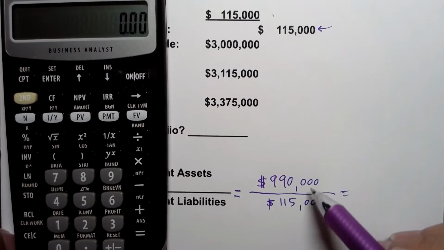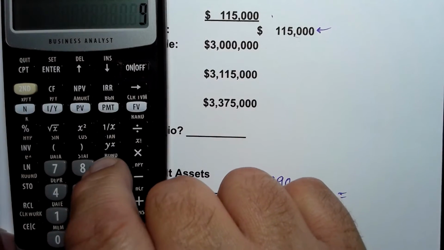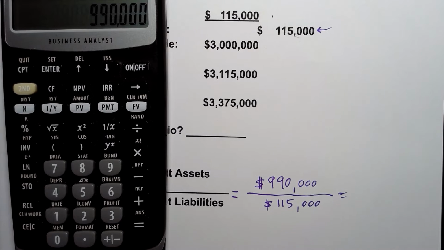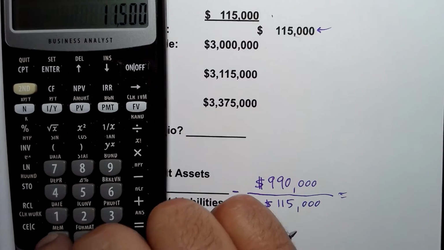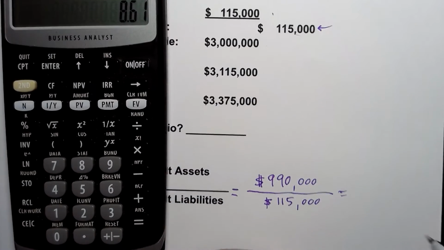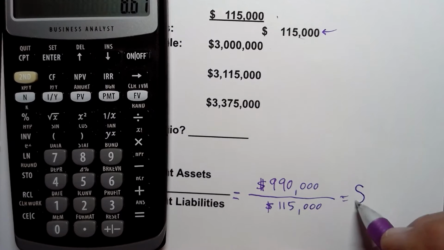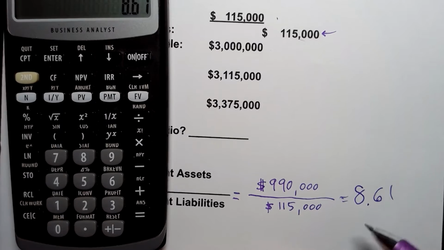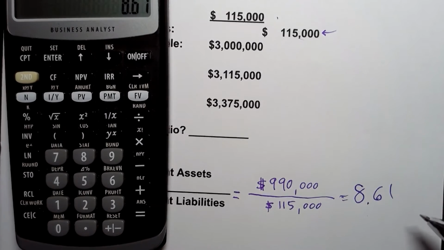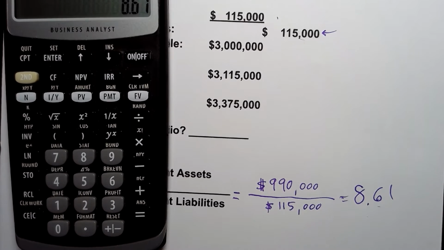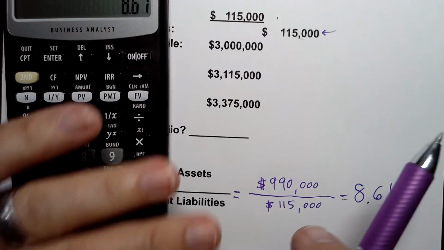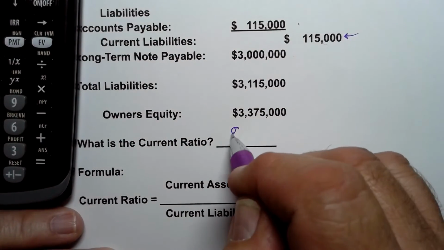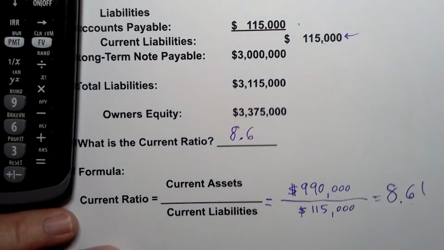It's an excellent calculator. Let's start out with the 990,000, which is our current assets, and I'm going to divide by the 115,000 in current liabilities, and we wind up with a current ratio of 8.61. Now, depending on how accurate this needs to be is where you're going to round it. Generally, it might be to one decimal place. So in this case, it would be 8.6. I'm going to put that here, 8.6. That's how you calculate the current ratio.